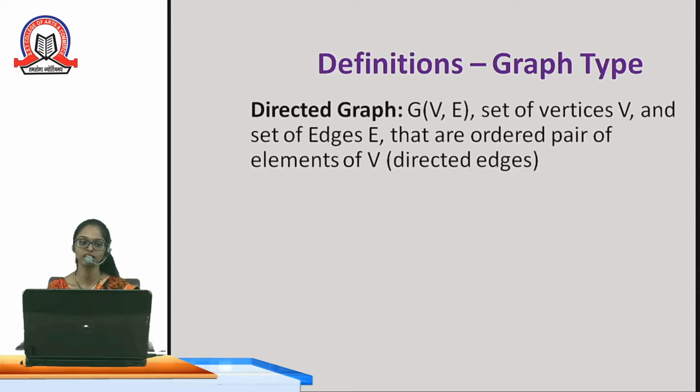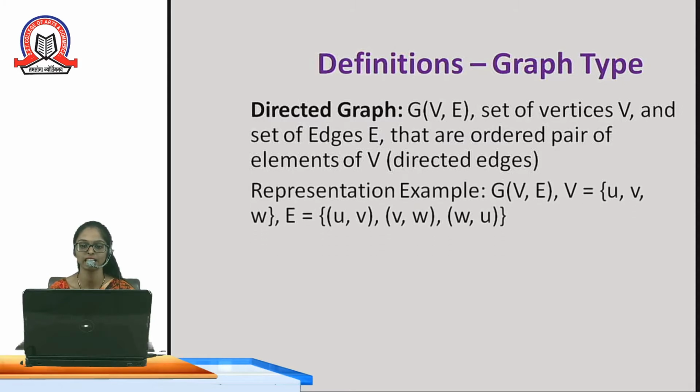Now the next one is directed graph. Now what is a directed graph? The word directed means there is a direction between the two vertices. That is, suppose my vertices are U and V, then there is a direction between these two vertices. Take the set of vertices V and set of edges E, then the ordered pair of elements using the direction is called the directed graph or the directed edges.